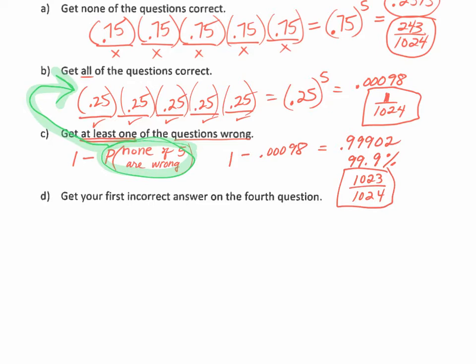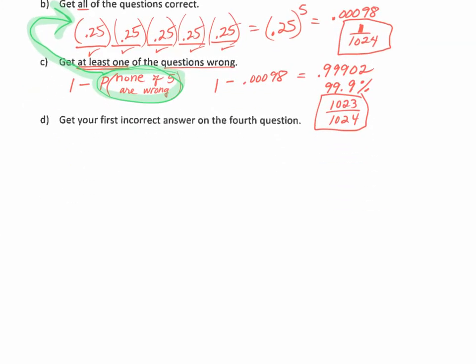Okay. And then the last kind of problem, the first incorrect answer is on the 4th question. So that's defining the order. So let's imagine our first question, second question, third question, 4th question, and 5th question, okay? So the first time I get an incorrect is where? In that 4th spot. So I know that 4th one is wrong. What does that mean is in front of it? They're right. So that one's right, and that one's right, and that one's right.